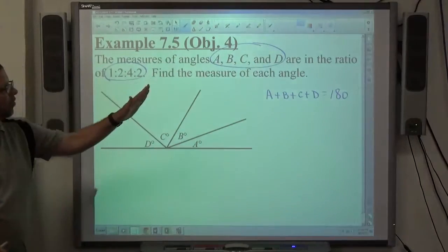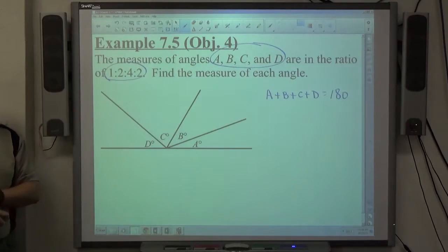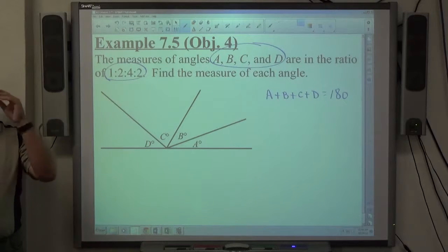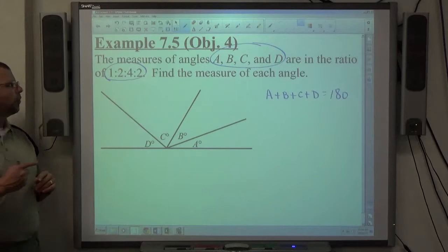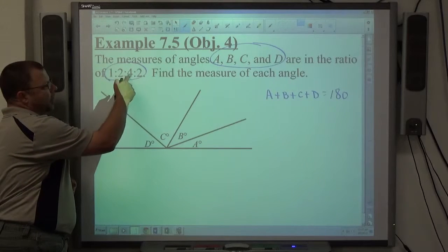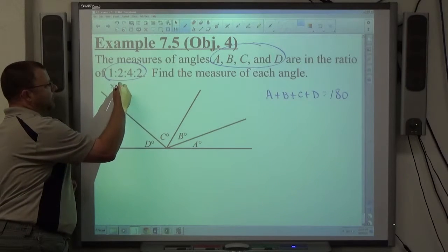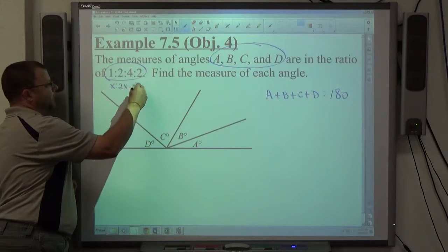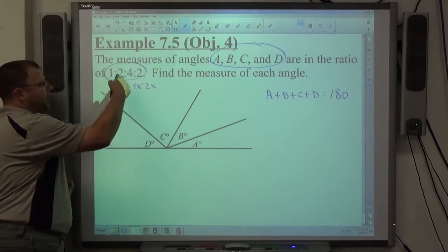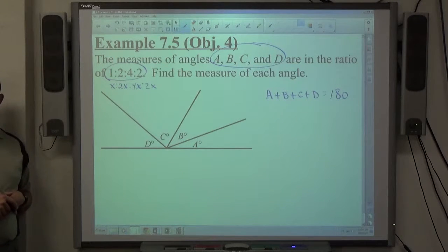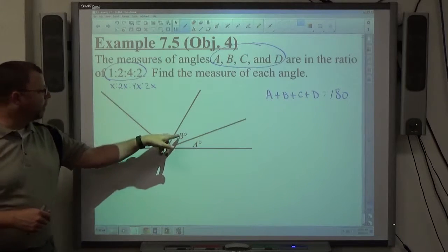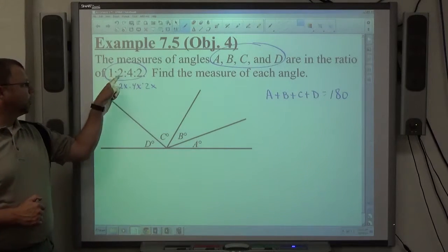They told me the angles A, B, C, and D are in a ratio of 1 to 2 to 4 to 2. What that means is that if I were to multiply x times each one of these things, that would be the same ratio. I don't know what x is. I don't know how much I'm supposed to multiply each thing by, but I know that angle B is twice as big as angle A, according to this.